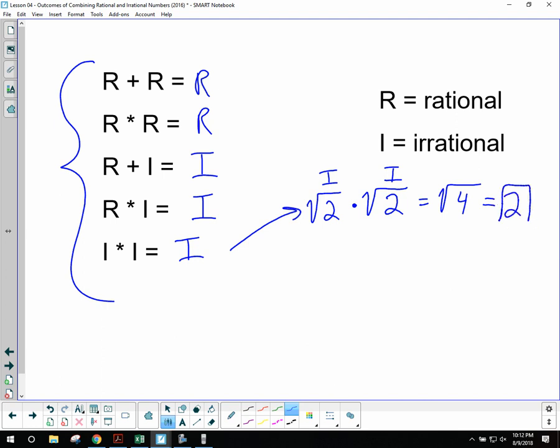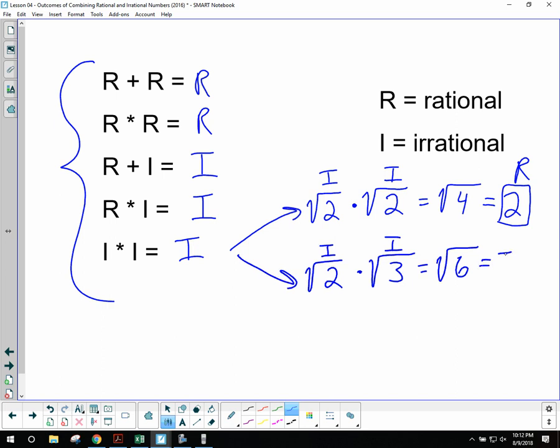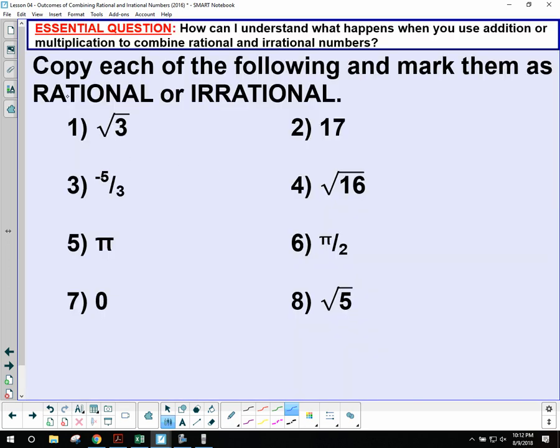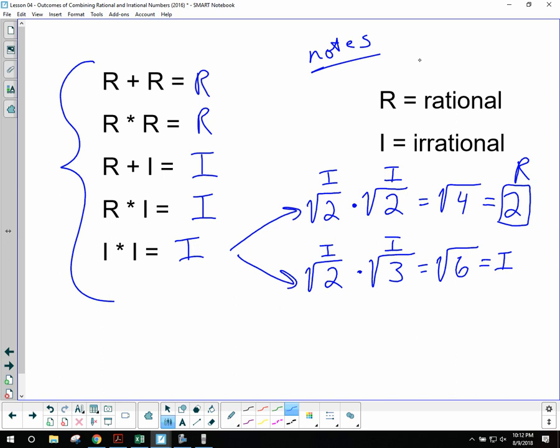Jeez, you get a tongue twister. But if you look at it on the other hand, if you get root 2, which again is irrational, times another irrational, like maybe 3, you'll get root 6, and this is irrational. So you really got to be careful with this irrational times irrational. Sometimes it might turn out rational, sometimes it might be irrational. So go ahead and jot these down in your notes, because you're going to need them. I'll pause the video if you need to.